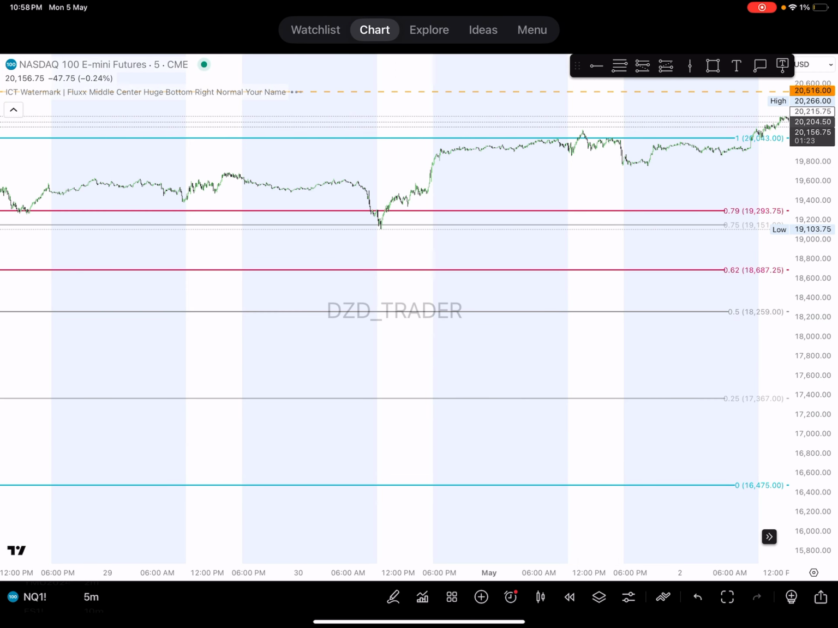You keep doing the same thing in the lower time frames, draw Fibonacci from a higher high to a higher low, and then check how the price reacts. If it's giving you a bearish sign, you want to enter from the premium. If it's giving you a bullish sign to go higher, you want to buy it at a discounted price, which is below the 50%.